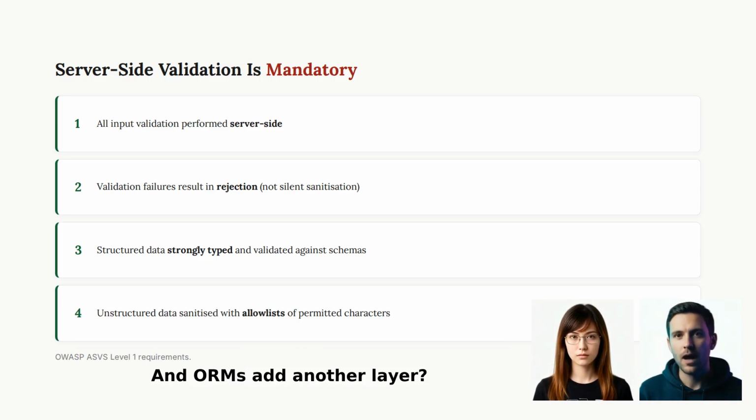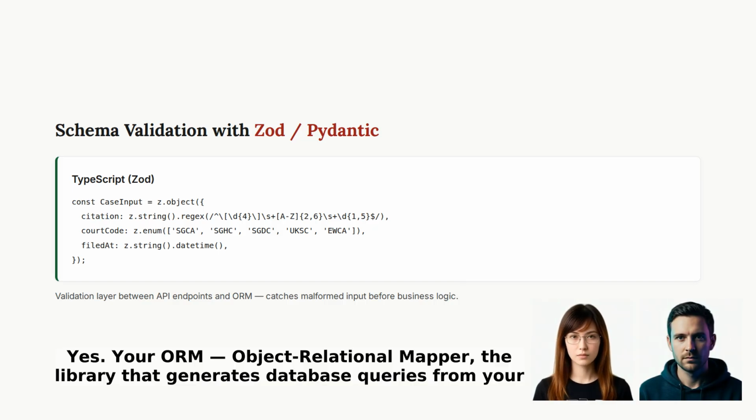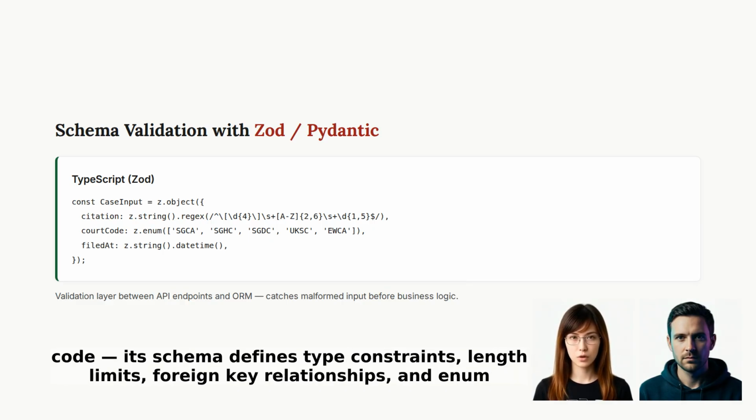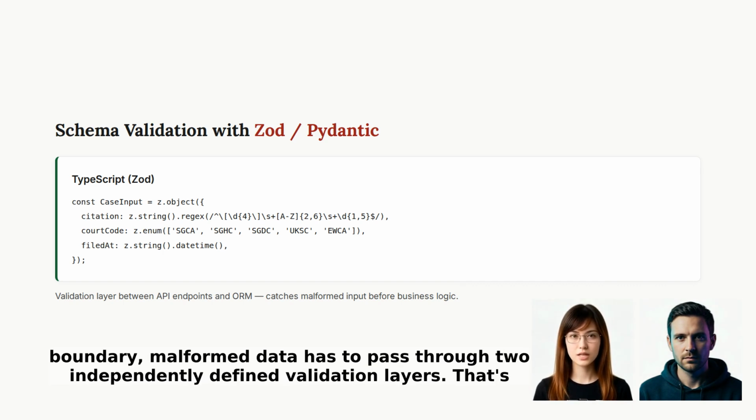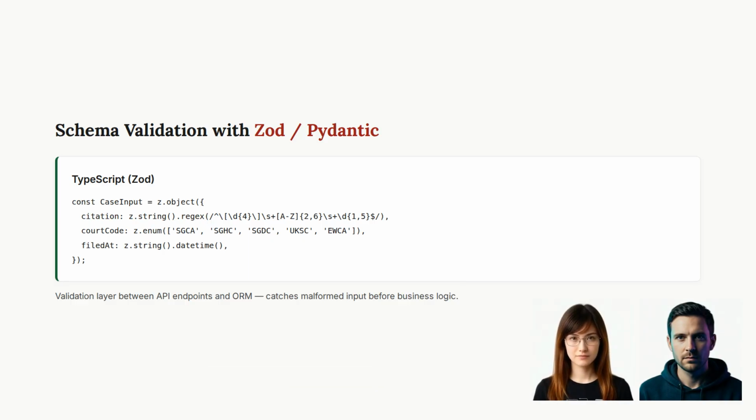And ORMs add another layer. Yes, your ORM, Object Relational Mapper, the library that generates database queries from your code. Its schema defines type constraints, length limits, foreign key relationships, and enum restrictions at the database layer. Between Zod at the API boundary and Prisma at the database boundary, malformed data has to pass through two independently defined validation layers. That's defense in depth.